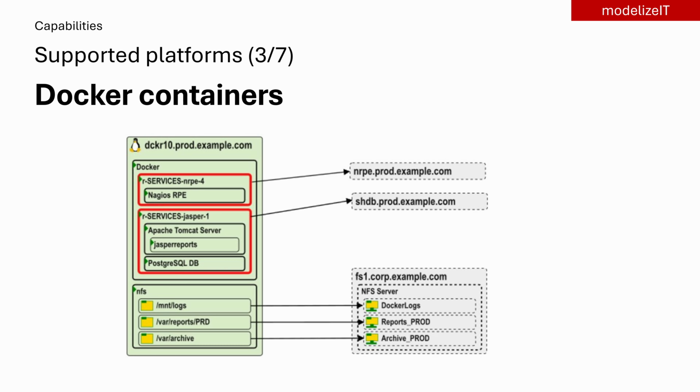Here, modelizeIT goes below the host level and identifies the individual Docker containers and the software running inside them. Instead of treating the server as a single unit, it shows which application components are containerized and how they should be understood in the migration plan.